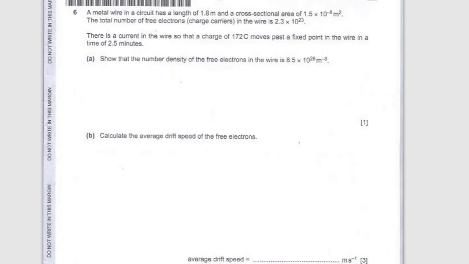Number 6, a metal wire. A metal wire in a circuit has length, of course, you can see the length 1.8 meter. You can see the area. The charge carrier is given as this. So there's a current passing through that wire. So the charge at that point is 172 coulomb. The time is 2.5 minutes. Show that the number density is this.